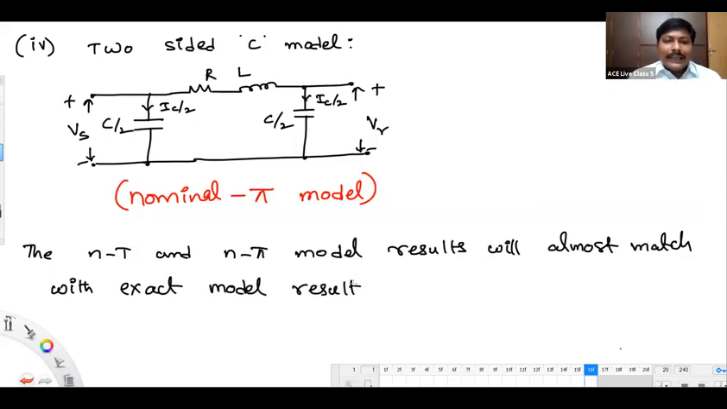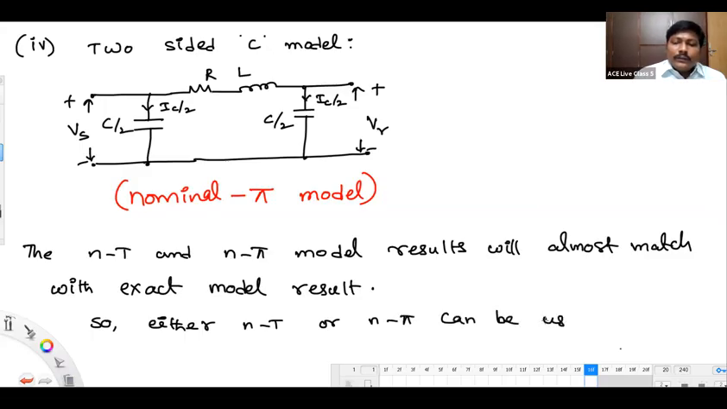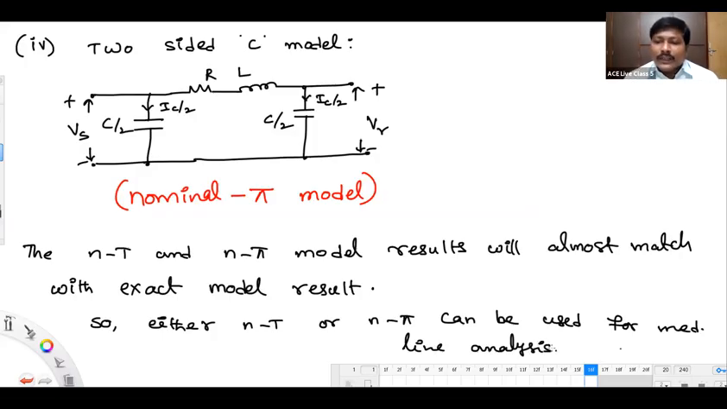Okay, this will almost match the exact model result. So either nominal T or nominal pi can be used for medium line analysis. Either nominal T or nominal pi can be used for the medium transmission line analysis. We don't use the 1 and 2 models.